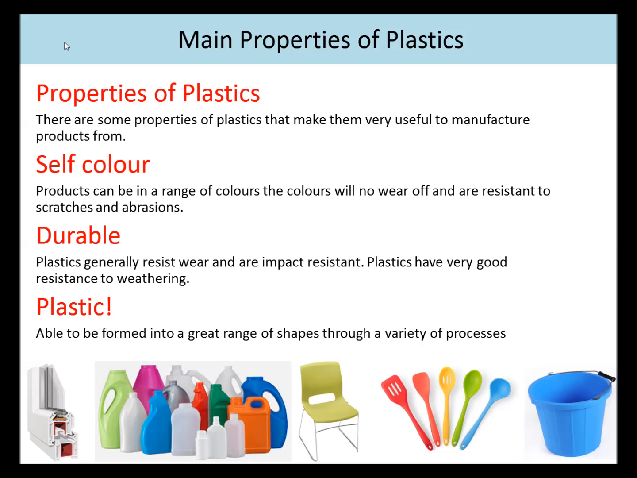There are some properties of plastics that make them very useful to manufacture products from. Plastics can self-colour. Self-colour means that they can be made in a range of colours and the colour will not wear off and is resistant to scratches and wear. Durable. Plastics generally resist wear and are impact resistant. Plastics have a good resistance to weathering. And plastic means that they're able to be formed into a great range of shapes through a variety of processes. So they are the properties of plastics.